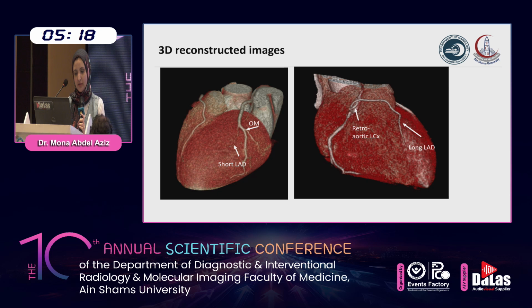These are 3D reconstructed images for the same findings. This is the left main coronary artery, which gives a short LAD and the OM branch, and this is the RCA, which gives a long LAD, which passes across the RVOT to reach the distal interventricular sulcus. And this is the retroaortic LCX, which passes behind the aorta to reach its normal place at the left atrioventricular groove. And this is the RCA proper.